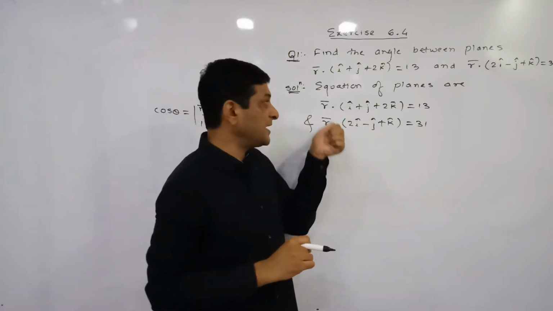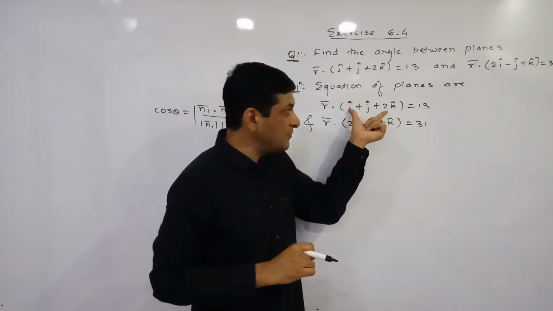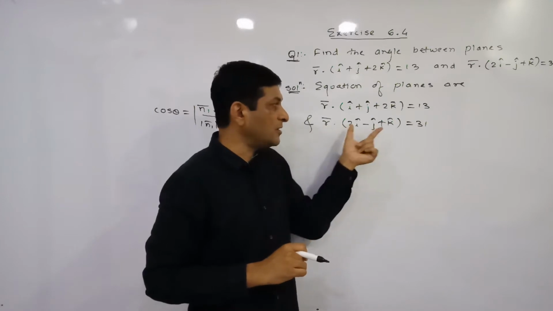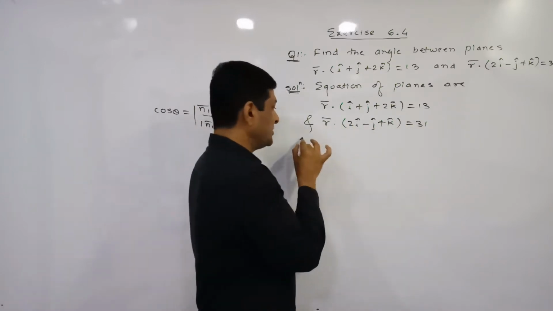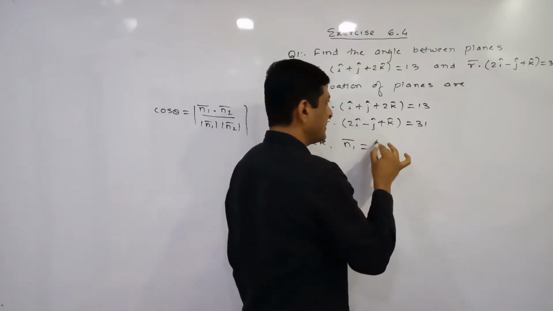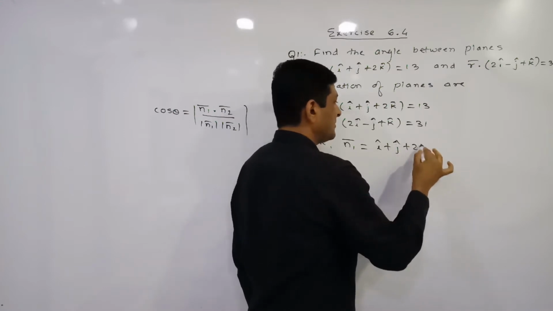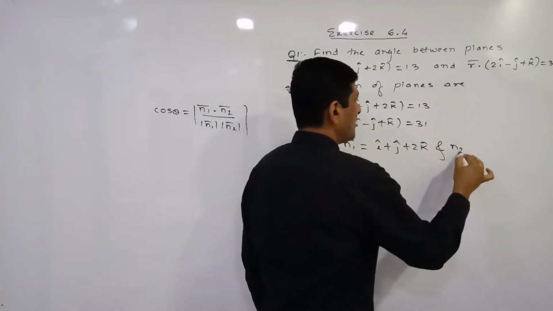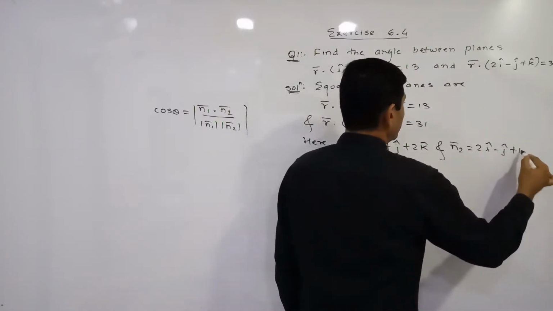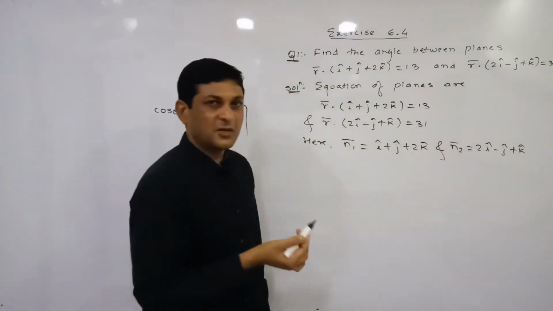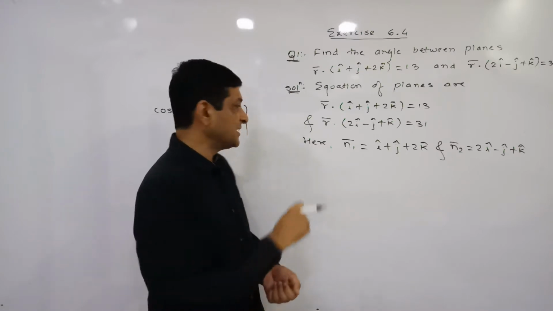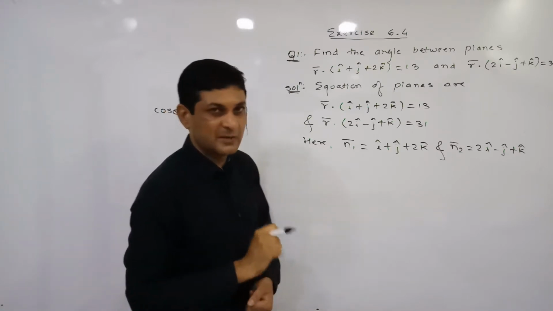The equation of the first plane is in the form r bar dot n1 bar is equal to p, and the second equation is in the form r bar dot n2 bar is equal to p. So from these equations, n1 bar is equal to i cap plus j cap plus 2k cap, and n2 bar is equal to 2i cap minus j cap plus k cap. Once the values of n1 bar and n2 bar are known to us, we apply this formula to find the angle between the two planes.